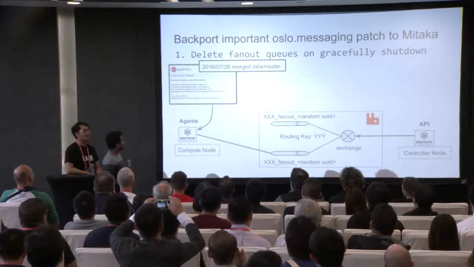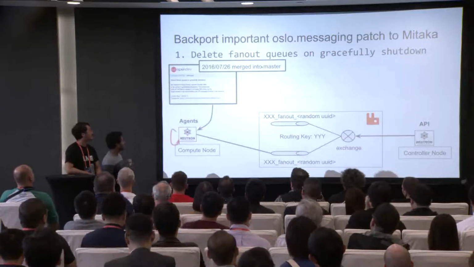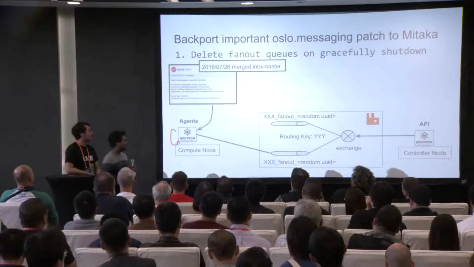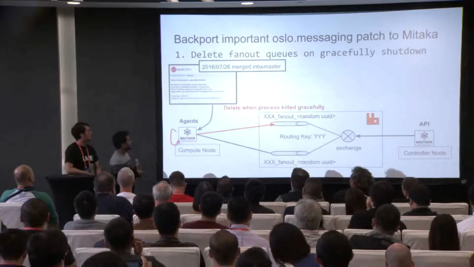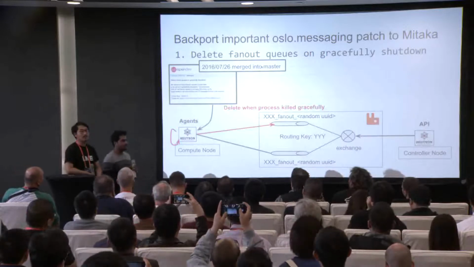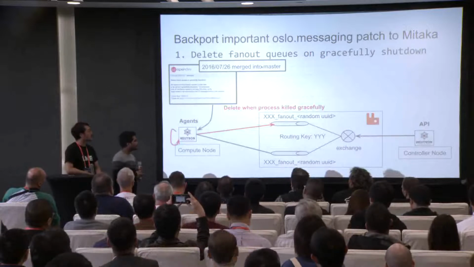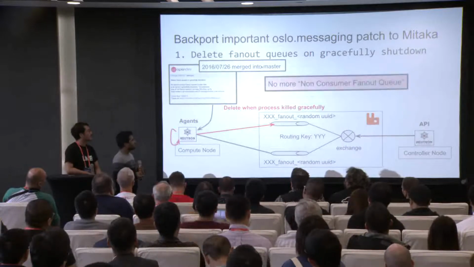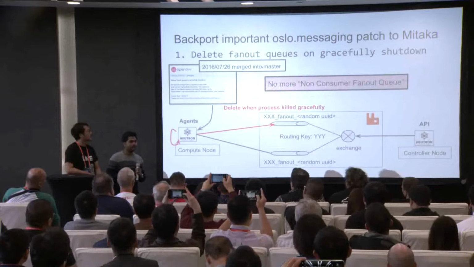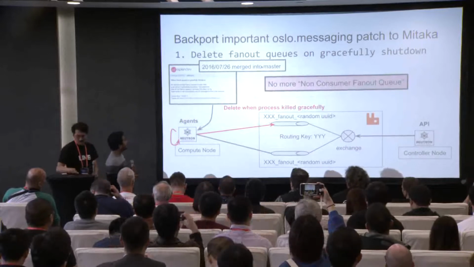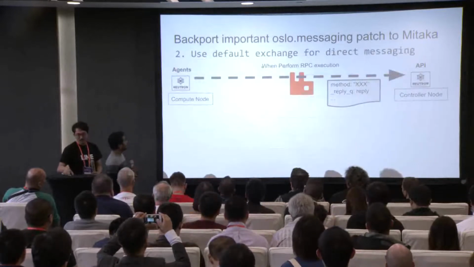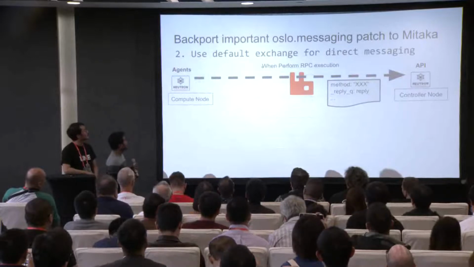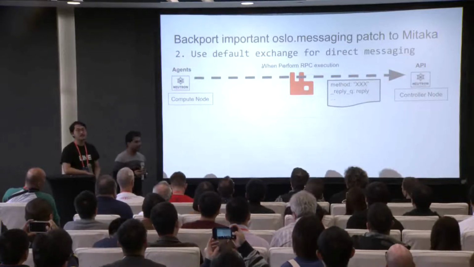What it does is, when the neutron agent or any service restarts, it makes sure that it deletes the previous queue before creating the new queue. So no more non-consumer fan-out queues. So this was the important patch. Let's talk about the next patch, which is use default exchange for direct messaging.